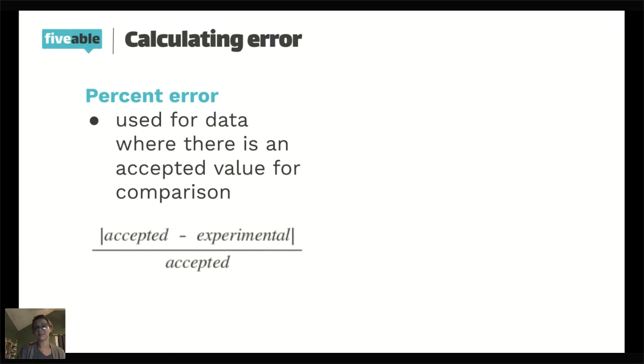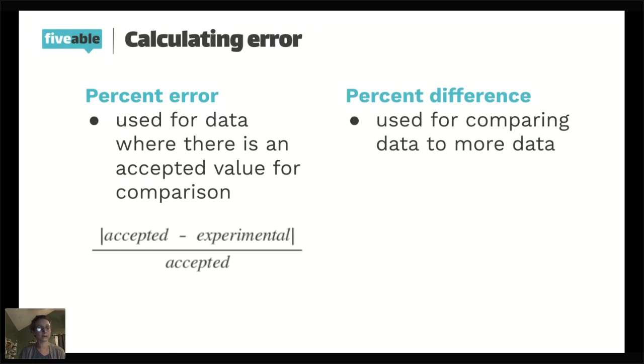However, that's not always the case, right? Sometimes you are not comparing your data to some accepted value, some target that you were trying to get. Sometimes you're comparing your data to more data. So you measured the same thing a bunch of times and you got a kind of a range of values, and you want to see how close together were they? What's the percent difference between them? Okay, so this is kind of looking a little bit more at that precision value. How precise was it? How close were you to getting the same thing every time?